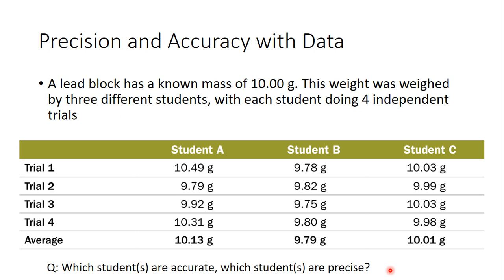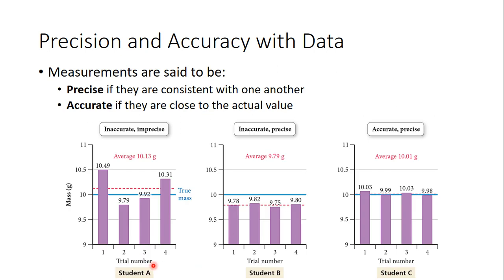Alright, so let's actually look at this data. If we look at student A, there are the 4 different measurements. And the blue is the actual weight, while this dotted line is the average of what they got. You can see student A is not accurate and not precise. They're not near the true mass and their data is all over the place.